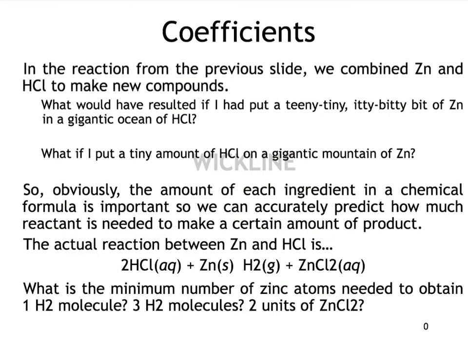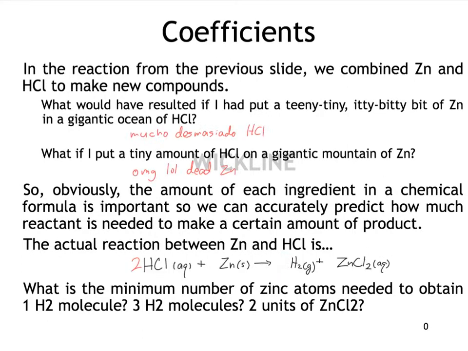So in the reaction on the previous slide, we combined zinc with hydrochloric acid to make new compounds. And if I had put just a tiny amount of zinc in a gigantic ocean of HCl, I would have lots of leftover HCl. But if I put a tiny amount of HCl on a gigantic mountain of zinc, I would have lots of leftover zinc. So this ties in well with a discussion of coefficients in chemical equations. Coefficients in chemical equations are really important because they help show that atoms are not actually gained or lost during reactions, that they're all conserved.